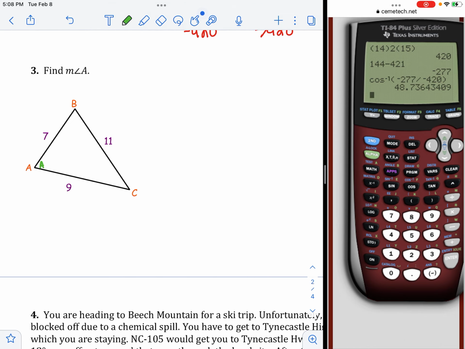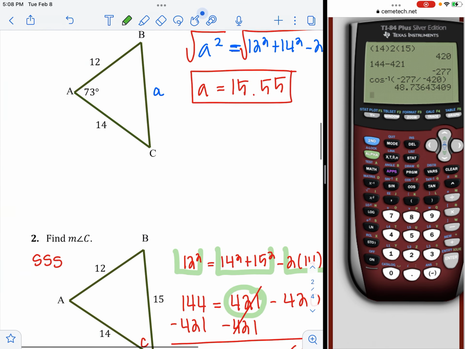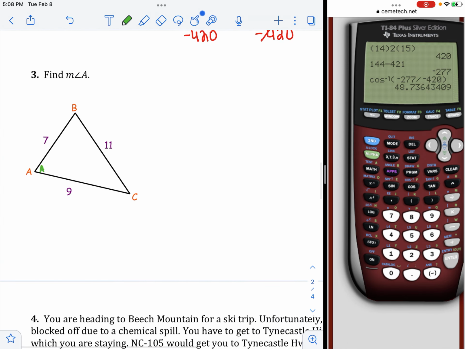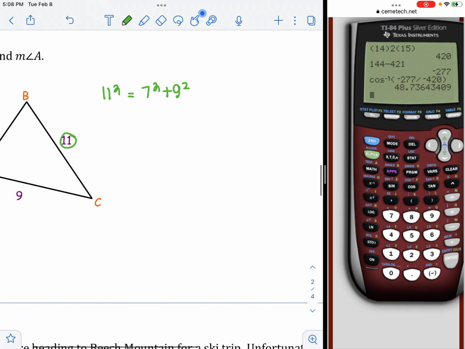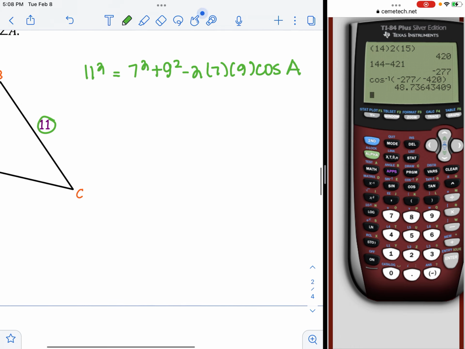If I'm solving for angle A, I'm going to use my first equation up here, which starts with A squared. So I'm going to do side A squared. A is 11. So I'm going to do 11 squared equals the other 2 sides squared, 7 squared plus 9 squared, and those can be switched. I just like doing smallest to biggest personally. Minus 2 times 7 times 9 times the cosine of angle A. All right, notice that angle A is stuck on that right-hand side, and there's some work to do.